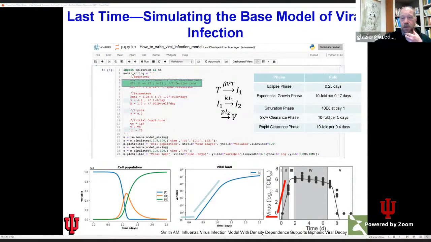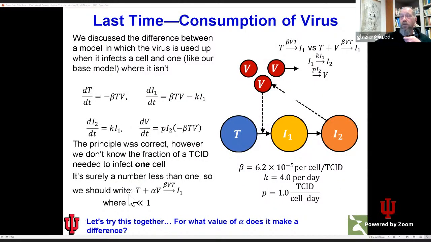So while we're thinking about this, if you've got this working already, why don't you try this example: change one line of your code. Instead of saying T goes to I1 at a rate beta VT, make it T plus V goes to I1 at a rate of beta VT. The trick you're going to find is that you have to ask the question, how much virus is used up to infect one cell? In reality, the reason you can get away with what you see on the left without using up virus is that the amount of virus in circulation is very large compared to the number of cells. So if you have a million virus particles and you take one away, it doesn't change the amount of virus very much. But you can definitely explore that.